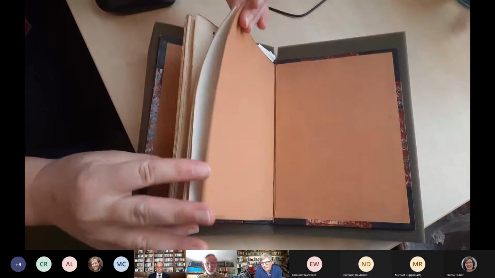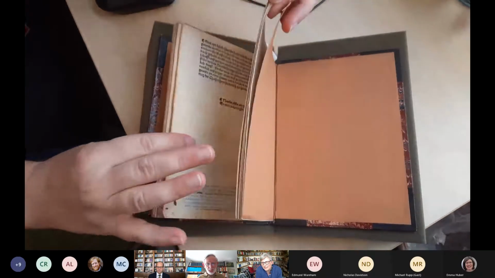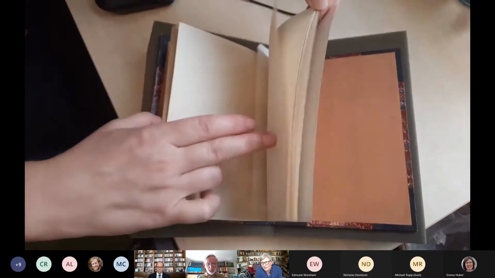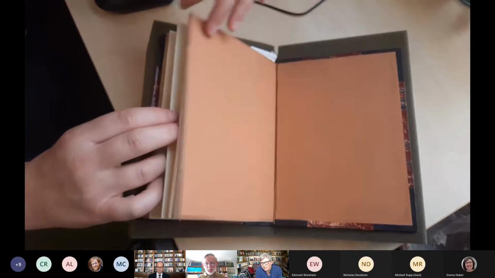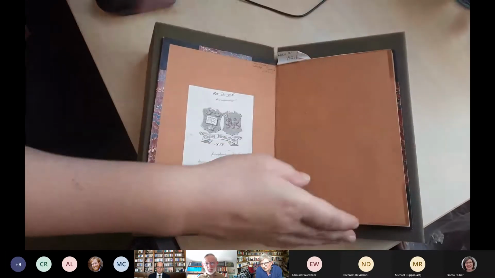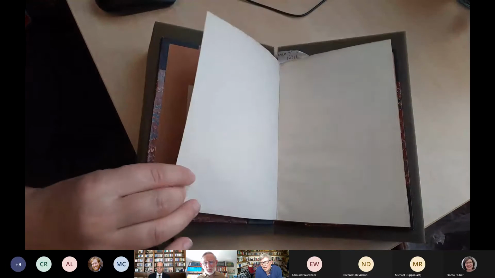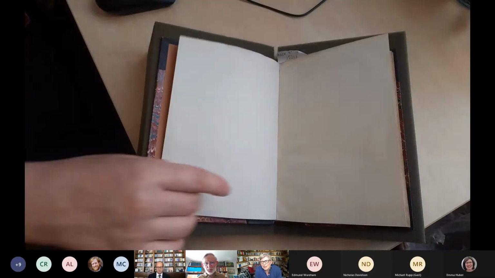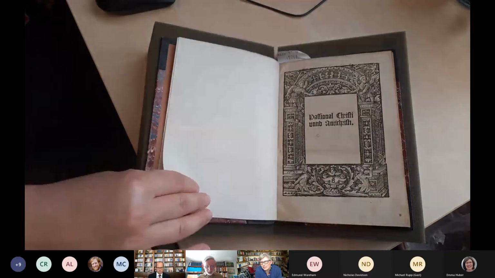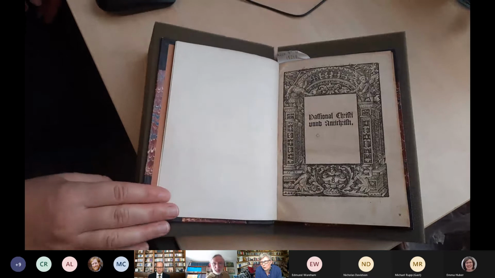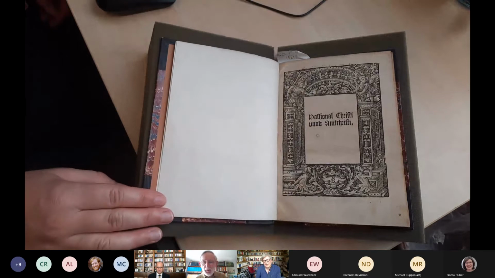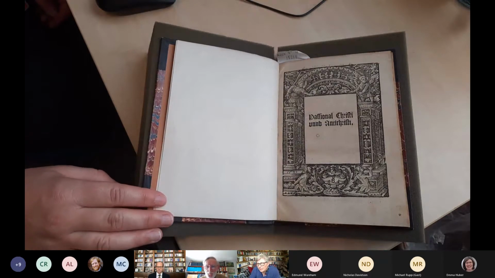And the auction catalogue highlights that it's a very nice copy, but that it has some wormholes. And I think it's quite nice actually to have these copies that show the signs of use.